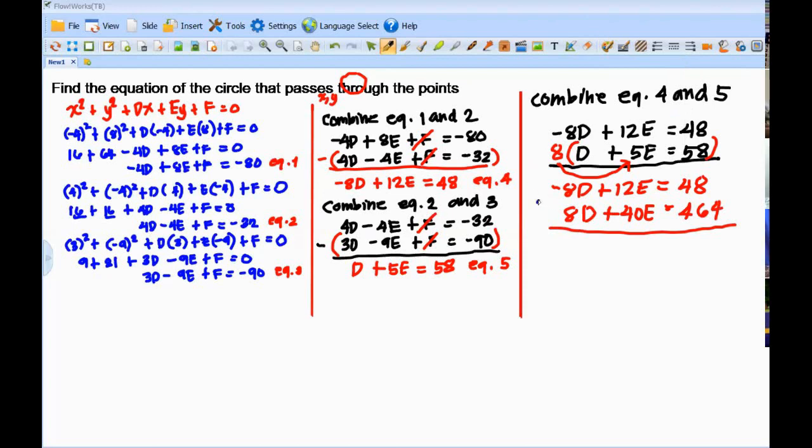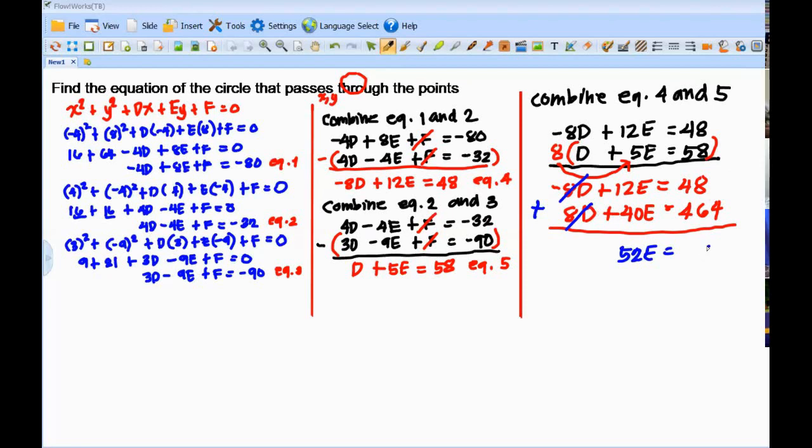Now, we can eliminate the D by adding. We will add, we will not subtract. Why? Because this is negative 8 and positive 8. If they are unlike signs, you need to add. If they are like signs, you need to subtract. So the D will be canceled now. Then 12 plus 40 will give you 52E is equal to 48 plus 464.